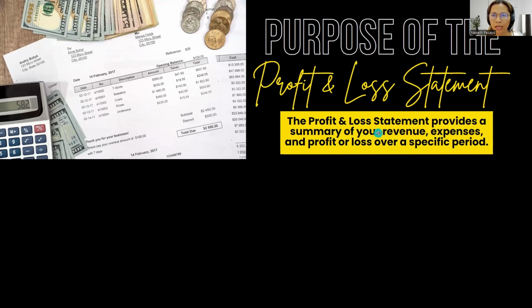So revenue, this relates to different income, expenses, and profit or loss over a specific period. A specific period means for the month and for the year. So a specific period because we will not carry over the balances of the period. For example, for 2023, the ending balances for 2023 will not be carried over to 2024.